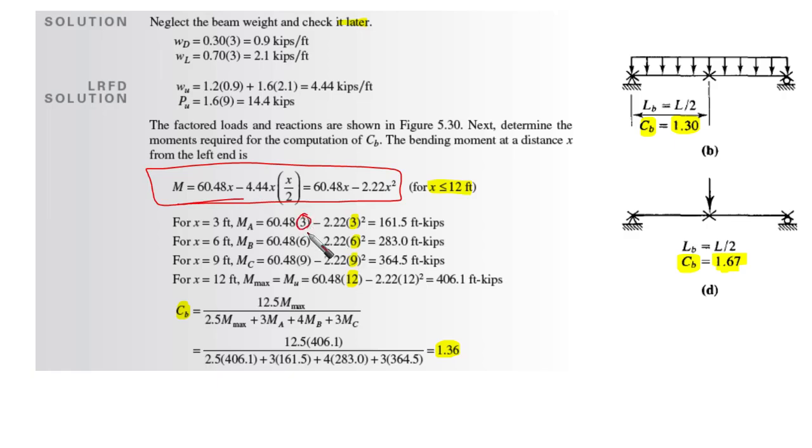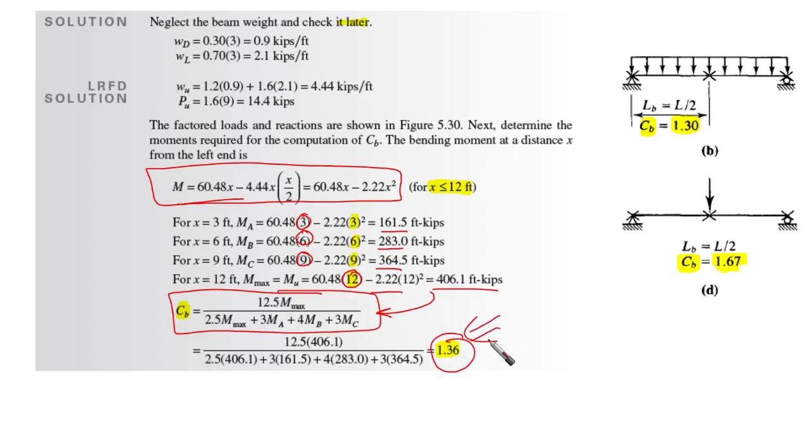Anyway, we are going to calculate the moment at different locations. These are the magnitudes of moments that we have, then we substitute in the CB equation. After substitution, we found that CB equals 1.36. So it does not equal 1, which means that our charts need to be modified. We can change the charts: anything coming from the charts, we can multiply by 1.36.